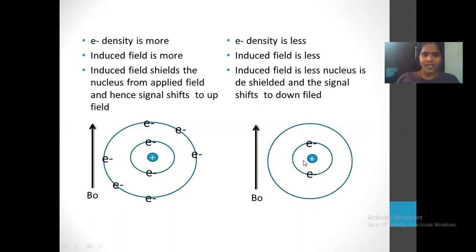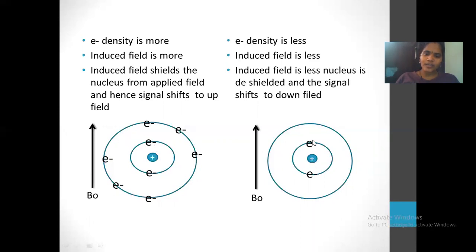The electron also has spin, and this charge under spin can induce a magnetic field, and that induced magnetic field of the electron opposes the applied magnetic field. Where the electron density is more, the induced field will obviously be more, and then the nucleus will be protected from the applied magnetic field. That concept of protecting the nucleus by the induced magnetic field generated by the spinning electron is called shielding.